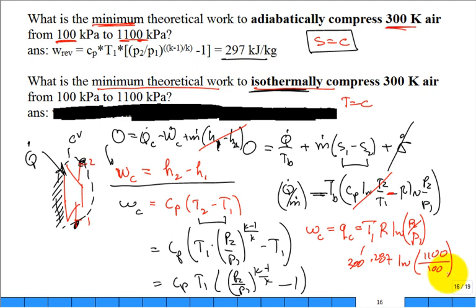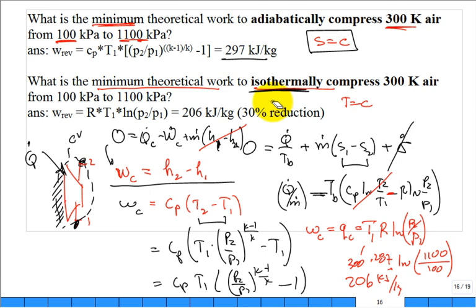Who has a calculator? Can you run that for me? One person at a time, get my attention. I'll call on you, and you read out your number that you get for that. First one to do it. What do you get? 206. I need a verification. 206 kilojoules per kilogram.